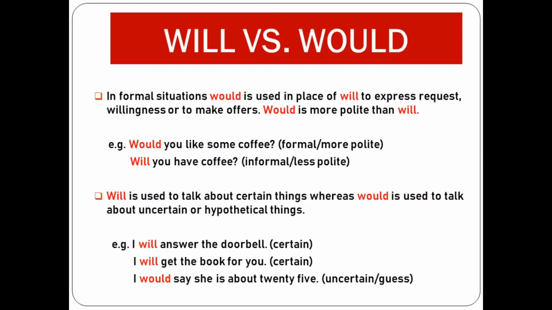Will is used to talk about certain things, whereas would is used to talk about uncertain or hypothetical things. For example, I will answer the doorbell. I will get the book for you. Here, will expresses a certainty. I would say she is about 25. Here, would expresses an uncertainty.